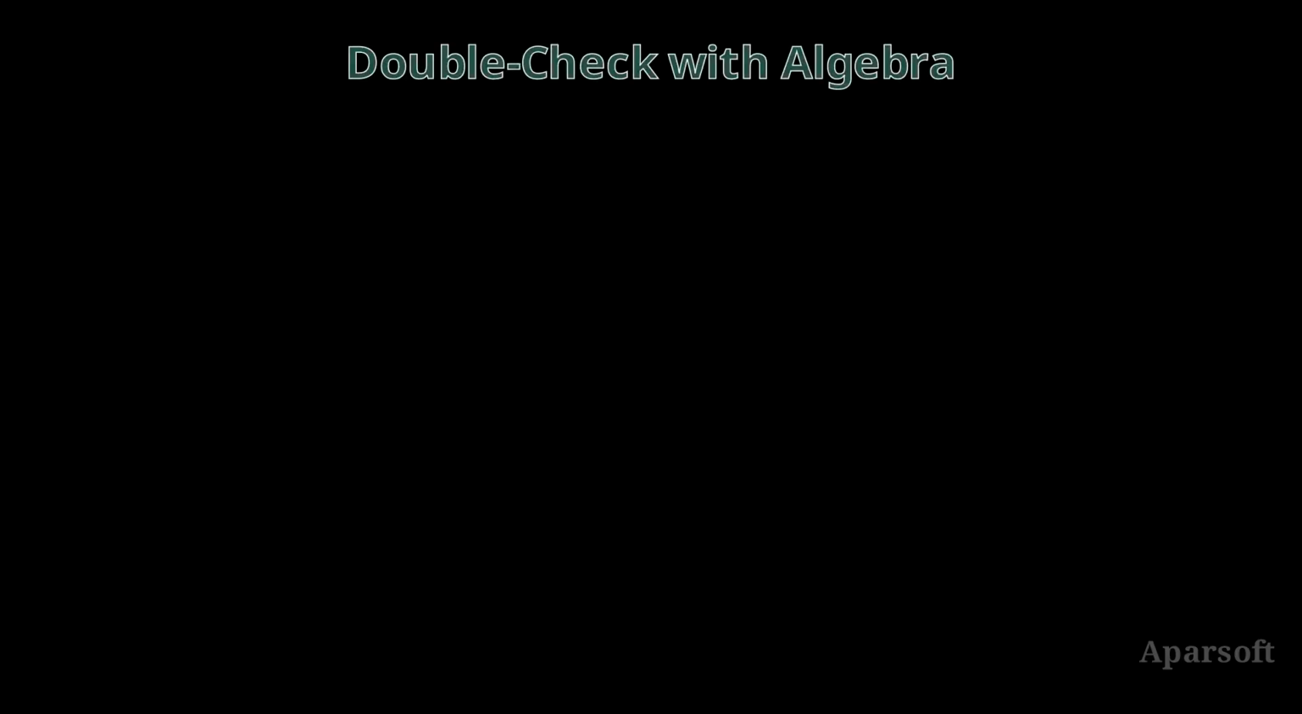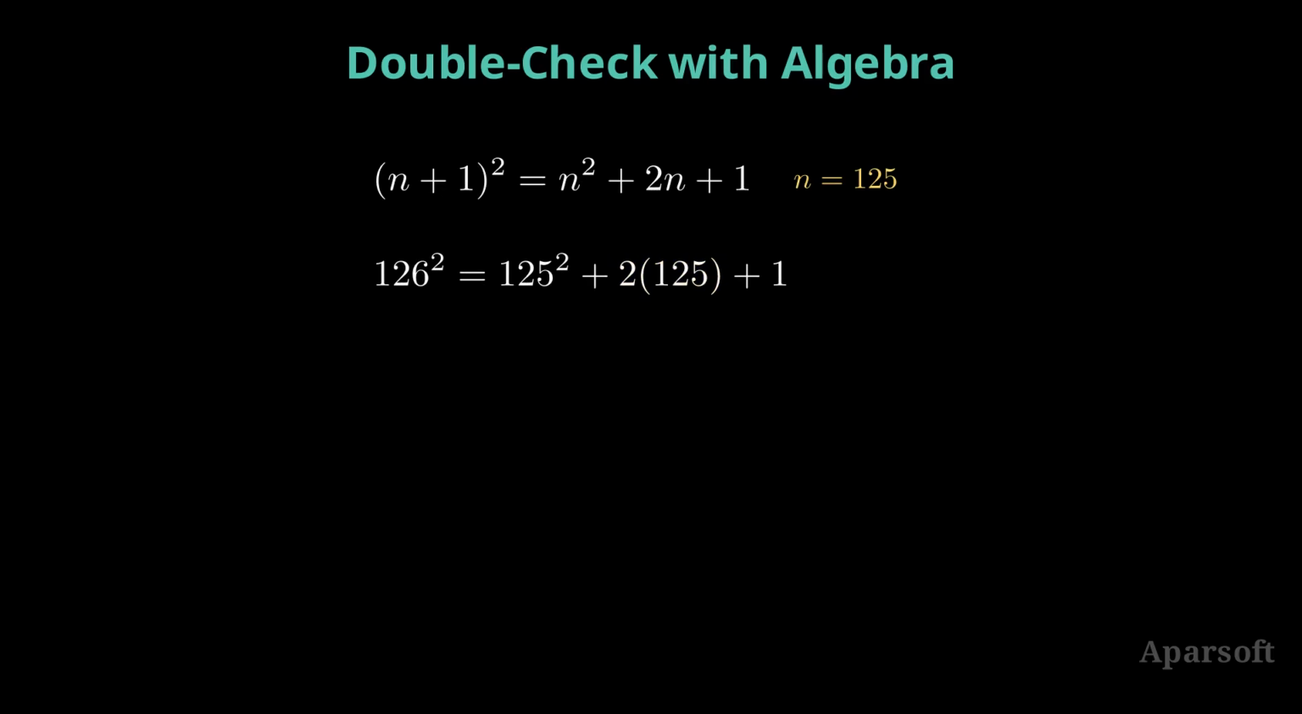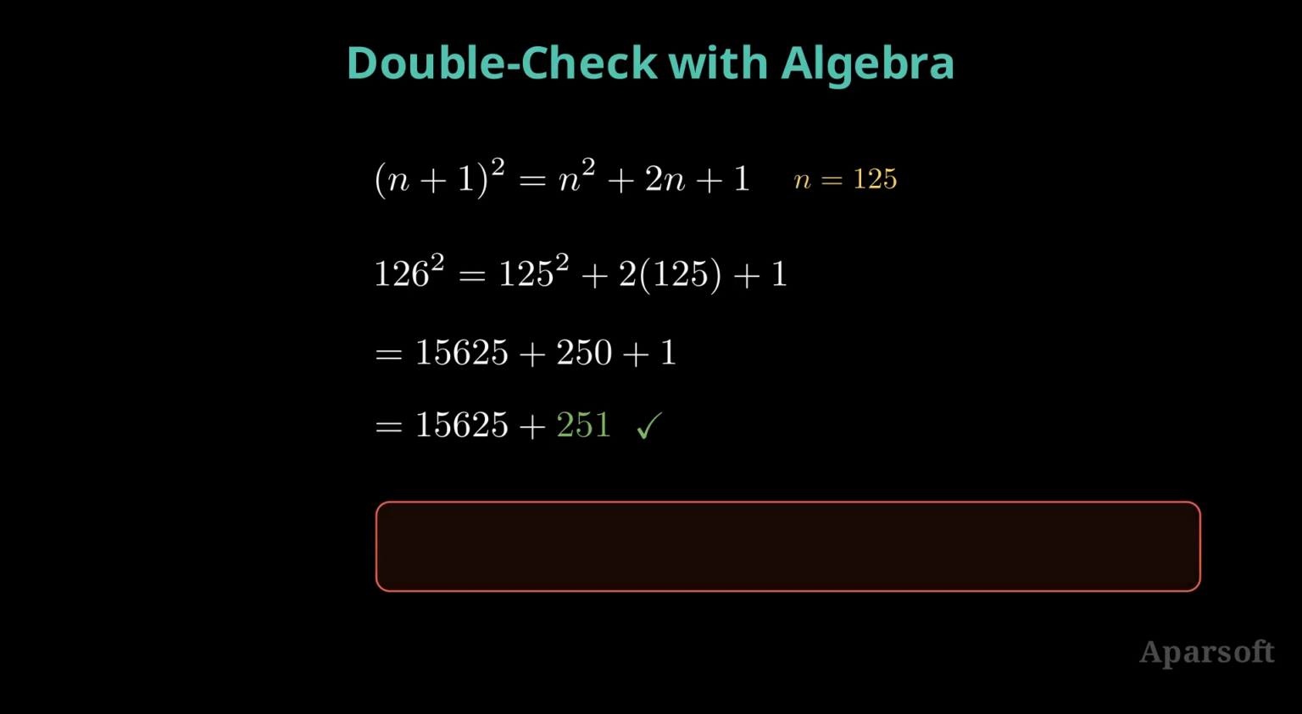Let us double check with algebra. The identity says n plus 1 squared equals n squared plus 2n plus 1. For n equals 125, 126 squared equals 125 squared plus 2 times 125 plus 1. Watch this. 2 times 125 is 250 plus 1 gives 251. So 126 squared equals 15,625 plus 251. Same answer. But be careful, if you accidentally use n equals 126 instead of 125, you get 253, which is option C, a trap. Now, let us find our answer among the options.